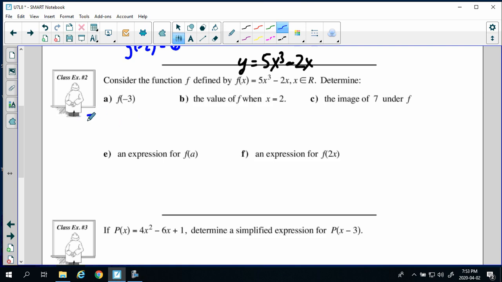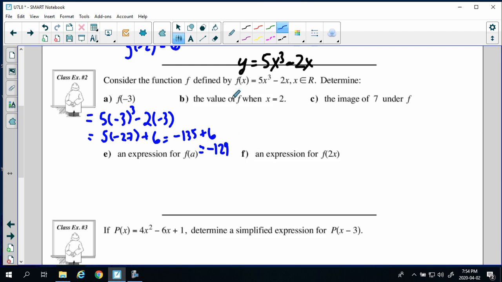f of -3 is 5 times -3 cubed minus 2 times -3. So that's 5 times -27. And these two multiplied together is going to be plus 6. And if I put that in my calculator, I get 135, or negative 135, plus 6. And so I'm going to end up with negative 129. So that was easy enough.